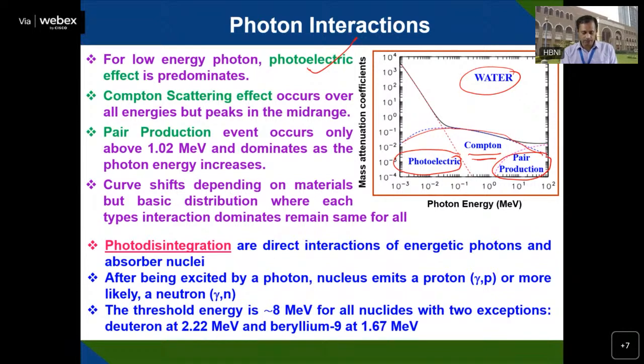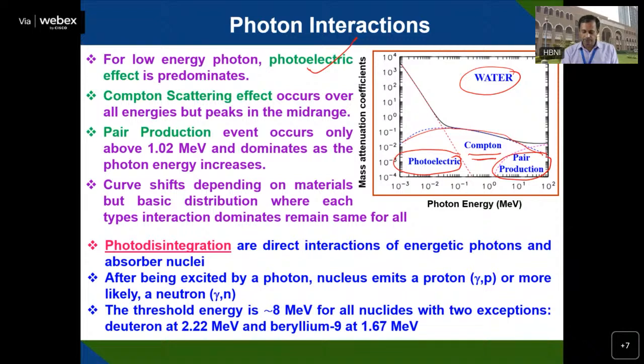Other than this, there is another interaction called photodisintegration, which occurs at quite high energy, around 8 MeV. The threshold energy is 8 MeV for all nuclides, with two exceptions: deuterium at 2.2 MeV and beryllium at 1.6 MeV. In all other cases, the minimum energy required is 8 MeV.